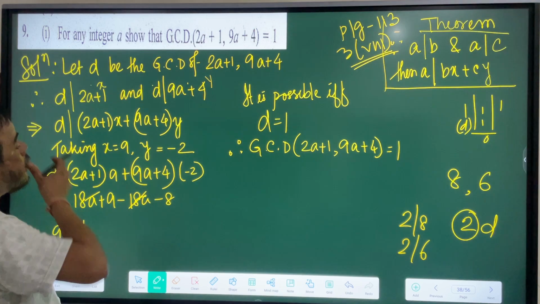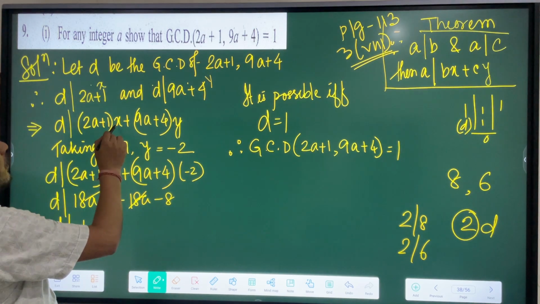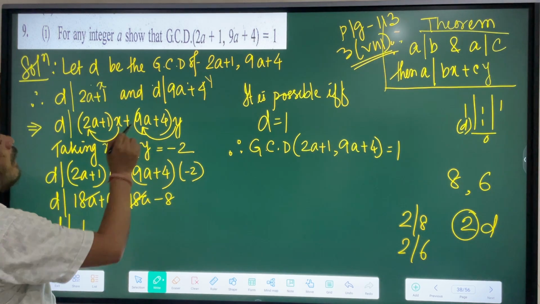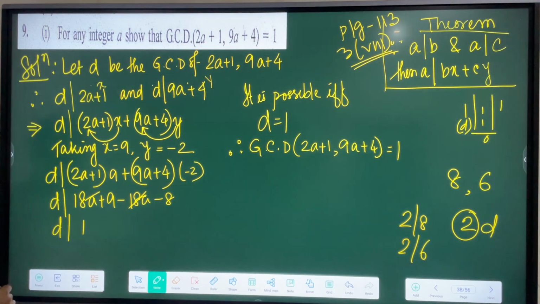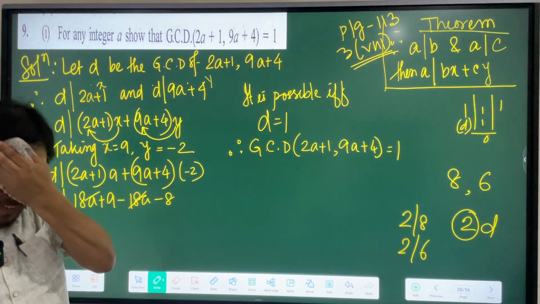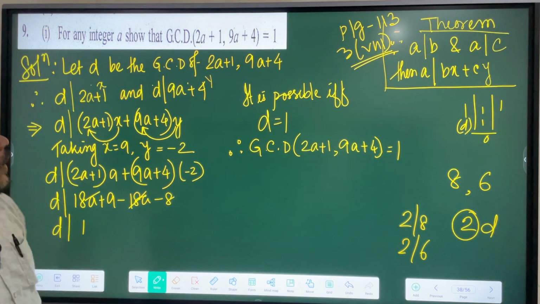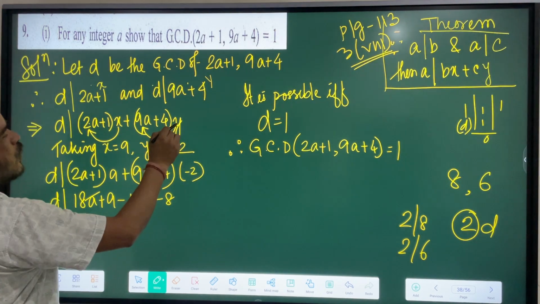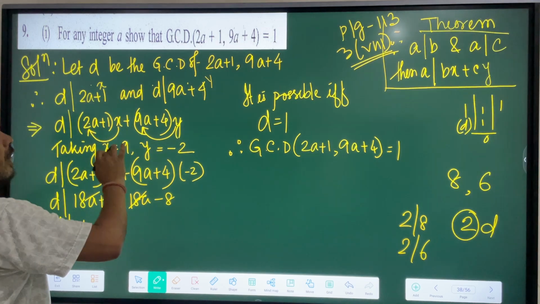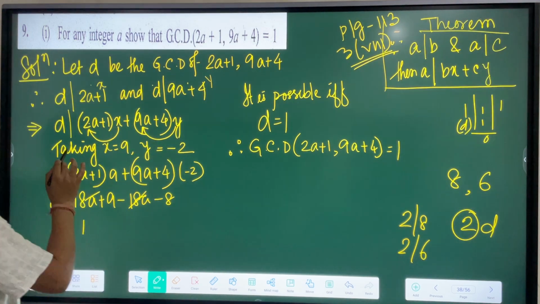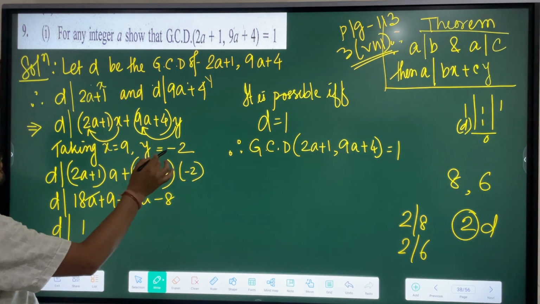Why is it taken like this? Because this one into this one and this one into this one, we have to get cancelled. The a terms should get cancelled. How can we get that? If we take x equals 9, 9 times 2 is 18, y equals 2, 2 times 9 is 18, but one should be minus. Then only 18a minus 18a cancel. So taking x equals 9, y equals minus 2.